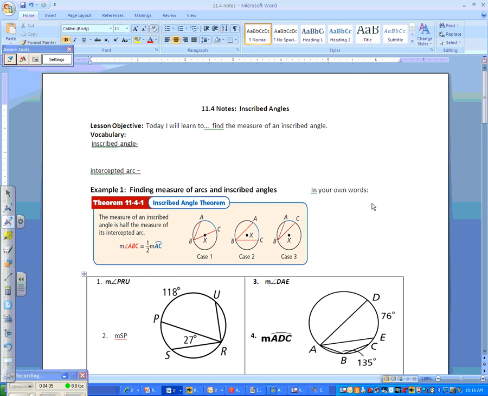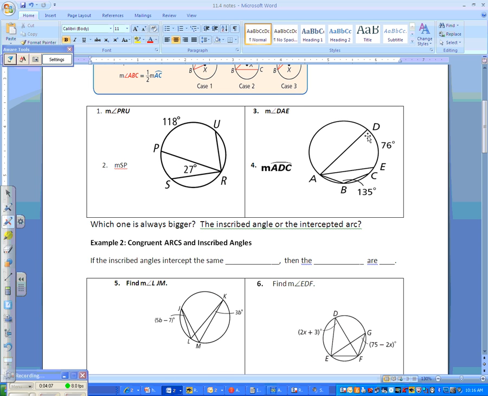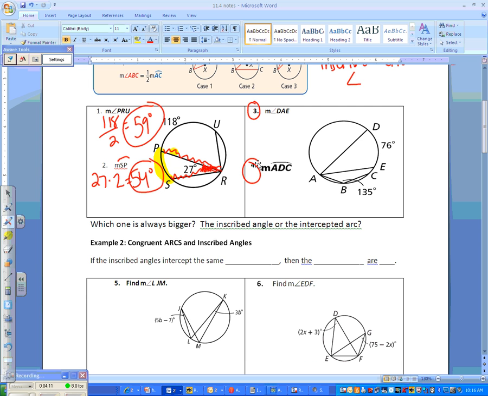Okay. So you're going to do number 3 and number 4, and I will check that when you get to class tomorrow. And then you can answer this one. Which one is always bigger, the inscribed angle or the intercepted arc? So that's the first thing we're going to do.